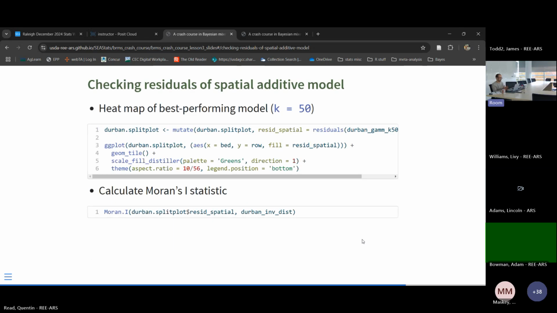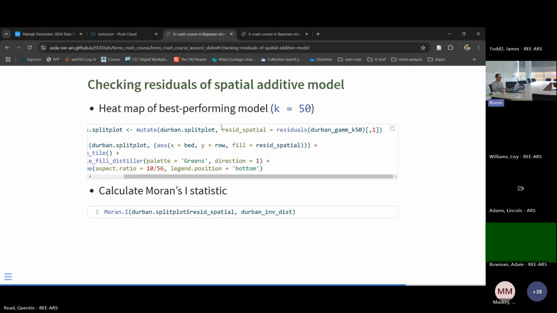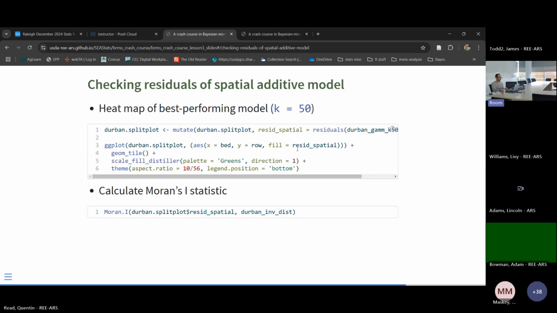We plotted the residuals of the model that ignores spatial autocorrelation or spatial trend. Let's do the same and extract the residuals of the spatial model, and we can plot them as well with a heat map. We can also calculate the Moran's I statistic for the residuals of the new model, just like we did for the old model that ignored space.